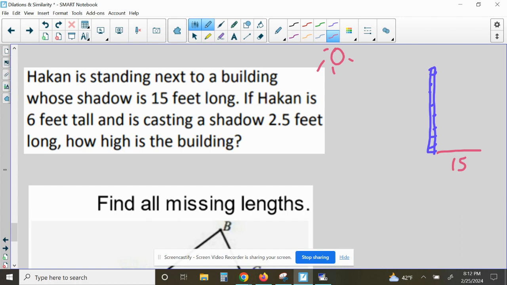Okay, so we can see our little triangle, right? So this is my fake triangle right there. Then we have Hakan. Hakan is right here. He is 6 feet tall, so this is 6. He is casting a shadow. Here's his little shadow, is 2.5. Okay, we can see both our triangles, right? And it says, how high is the building? So we are looking for the height of this building.